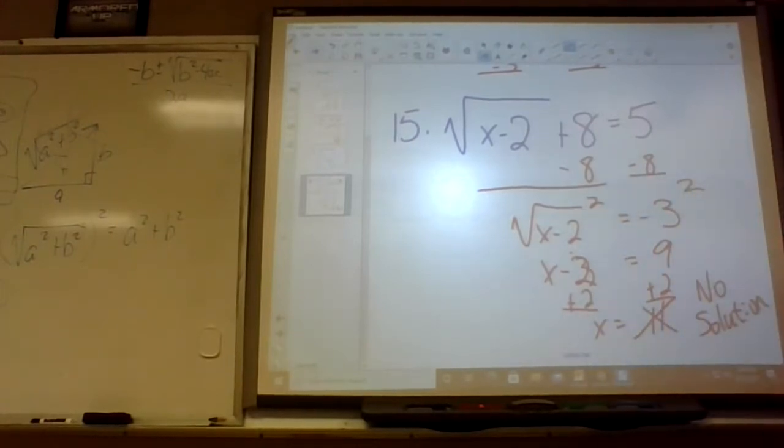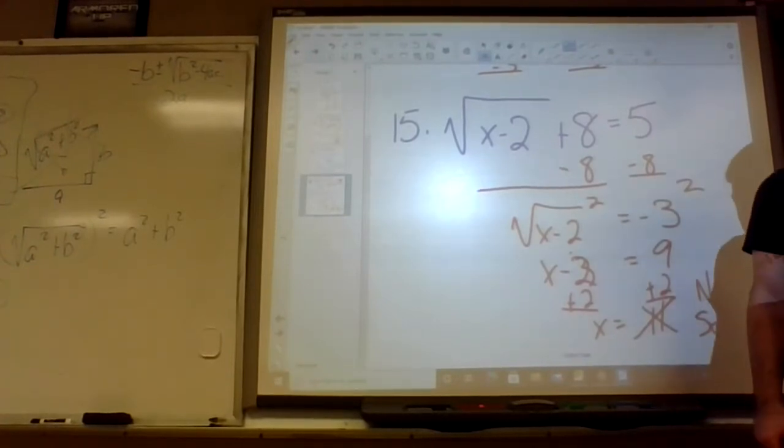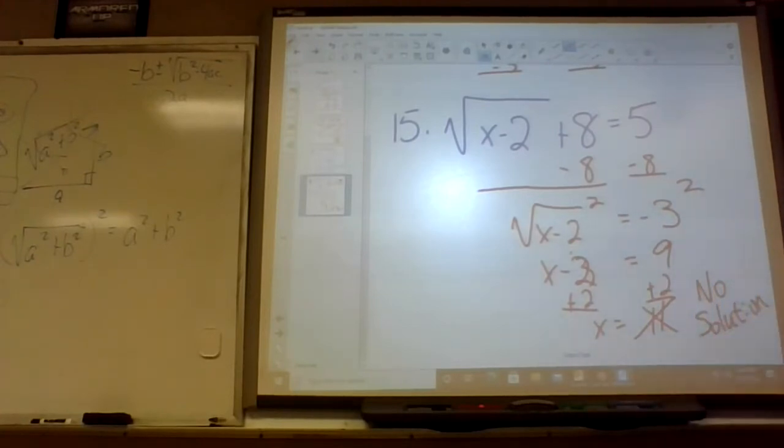Adding like terms? Oh, I found it. It was actually in parentheses. Okay, we're on to chapter 12.